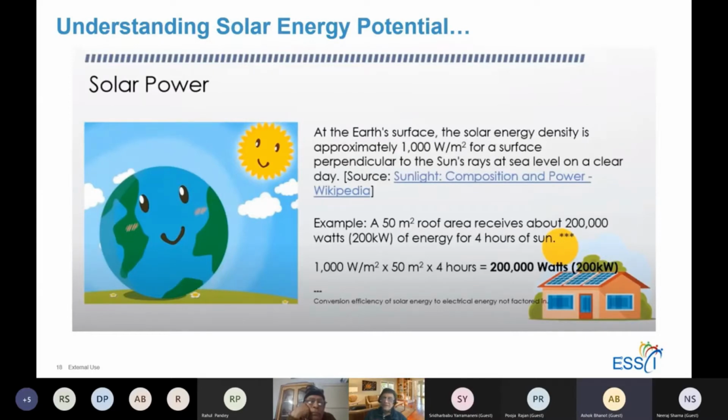So we are all aware of the power of the sun. We are getting on our Earth approximately 1000 watt per meter square of solar energy, and that's huge as an opportunity for our world. If you take an example of 50 square meter of a roof area, for 4 hours, that's actually 200 kilowatts of energy that can be farmed from it. So can we farm, do we actually farm 200 kilowatts? I have a 500 square yard house. Do I actually get 500 kilowatt of energy out of it?